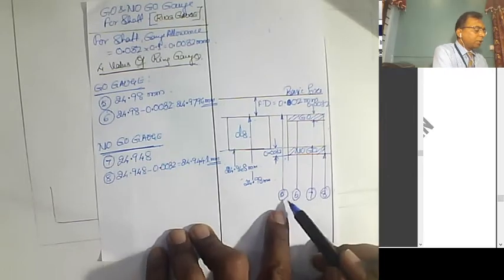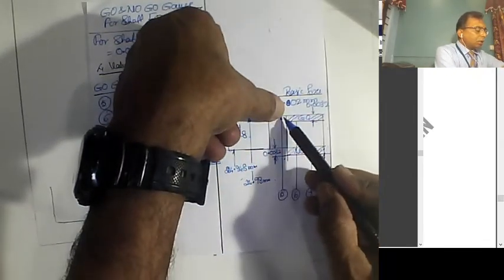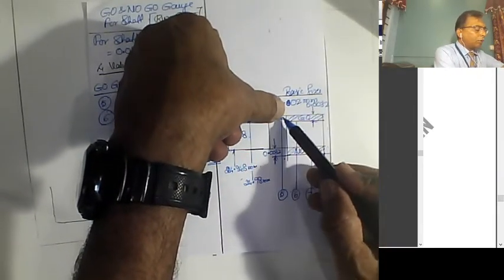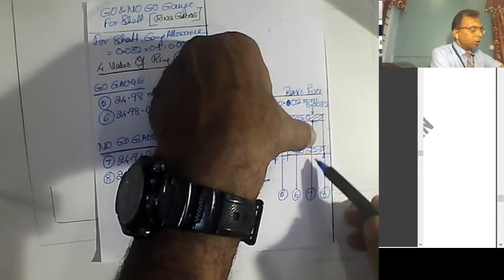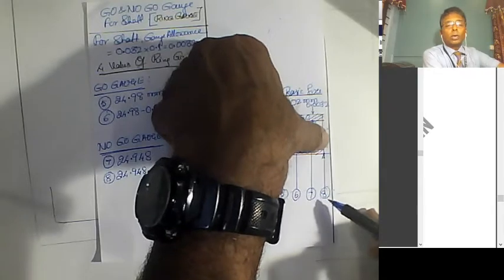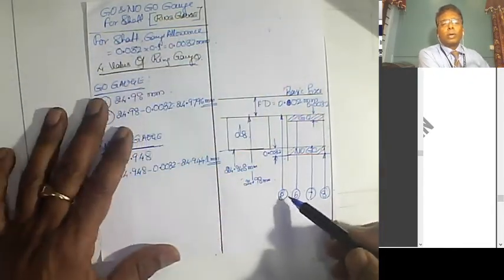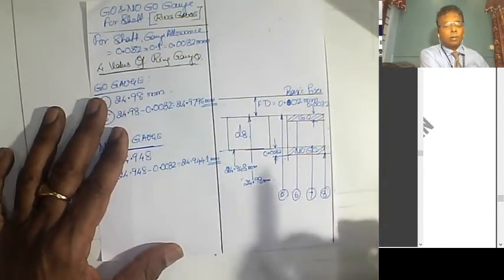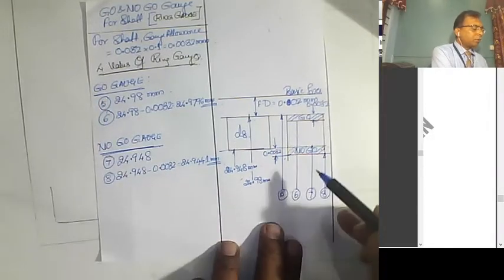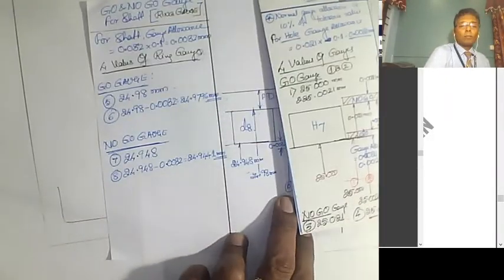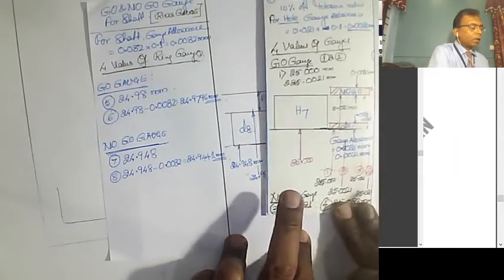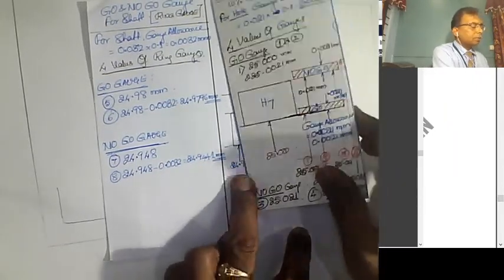Okay, now again mention the numbers. This is 5, the upper limit of the go gauge, the lower limit of the go gauge is 6, the upper limit of the no go gauge is 7, and the lower limit of the no go gauge is 8. So all you need to remember is 5, 6, 7, 8. Out of which, please observe, 5 is already known to us.